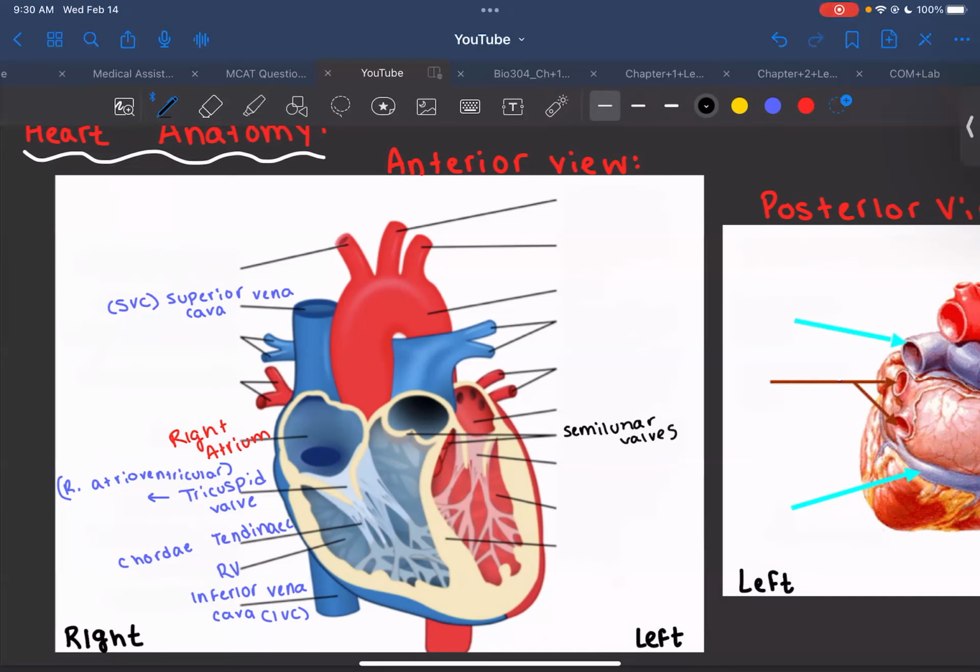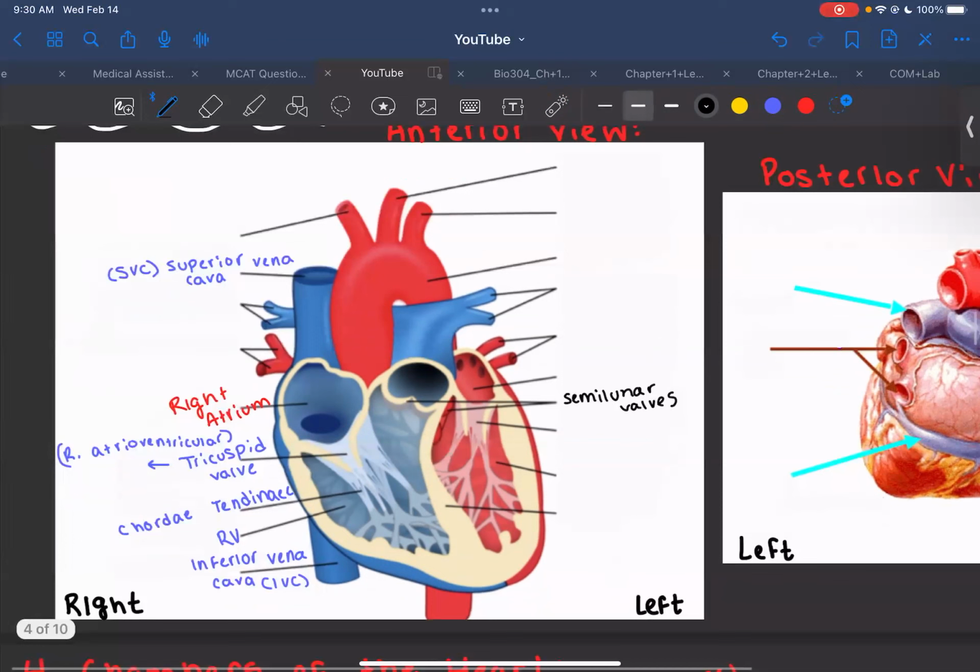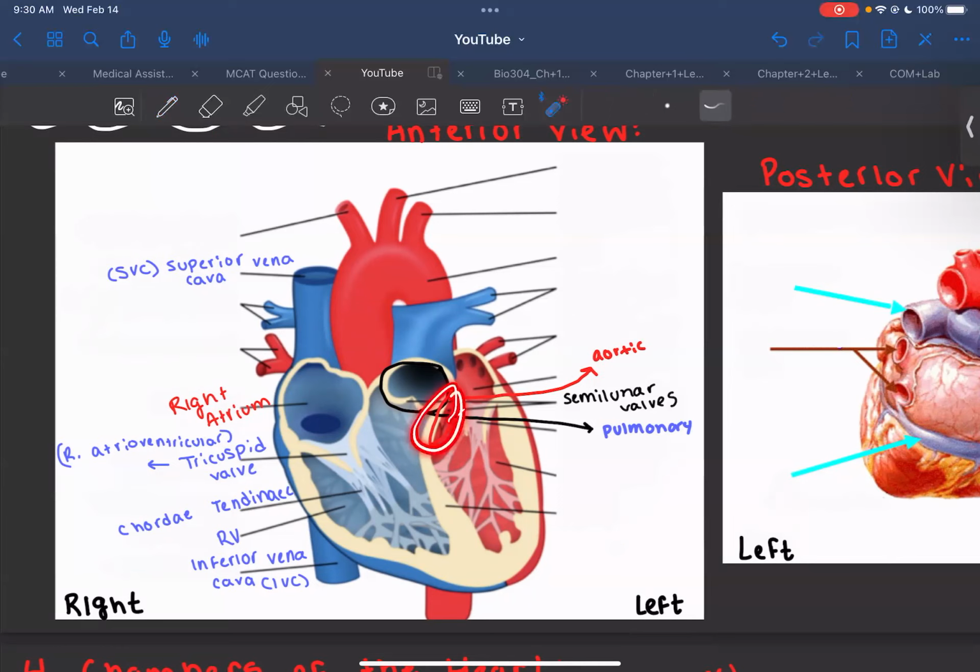However, these actually have two different, very distinct names. So I'm just going to create a line for right here. And this is going to be the pulmonary semilunar valve. And then this one, which you can barely see right there, hopefully this is okay to follow, is going to be the aortic semilunar valve, because the pulmonary semilunar valve is going to the lungs, and then the aortic semilunar valve is going to the arch of aorta.